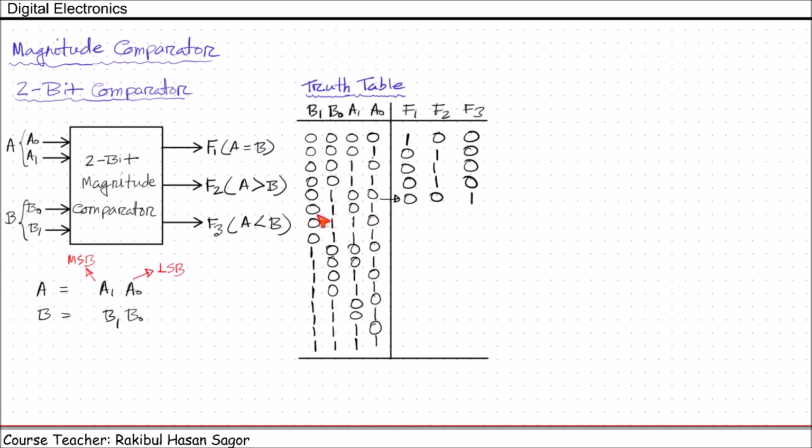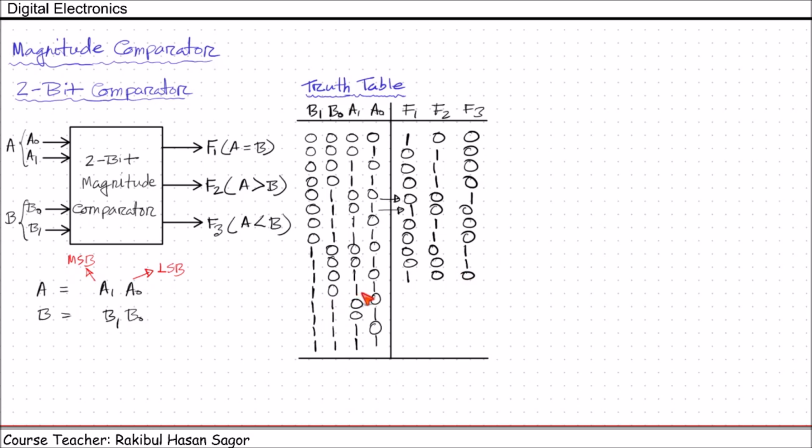Now for this case, A and B both have the same value, so F1 will be activated and the others deactivated. For this case, A is greater than B, so F2 will be activated, others will be deactivated. For this case, A is greater than B. For this case, B is greater than A. So for this case, B is greater than A, so we'll have 001. For this case, A and B are both equal.